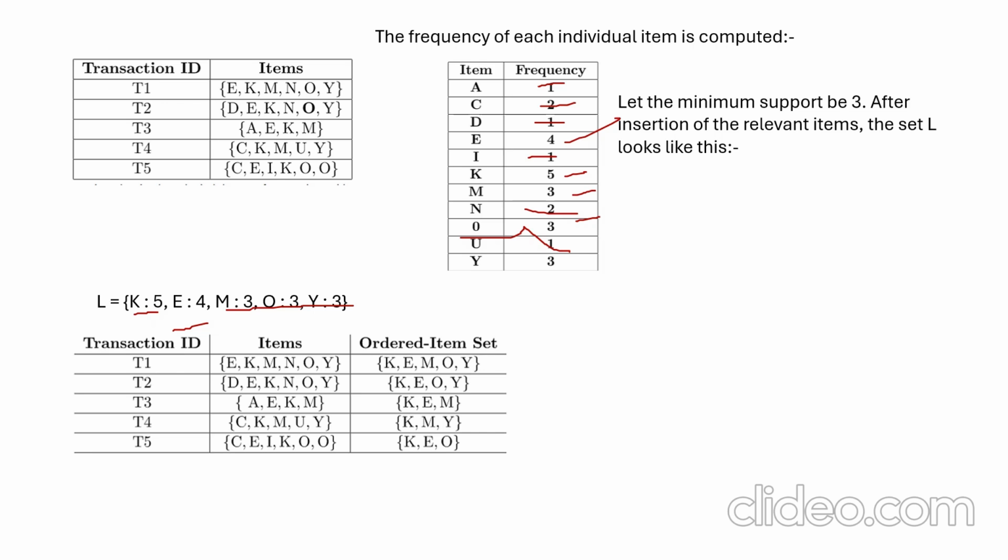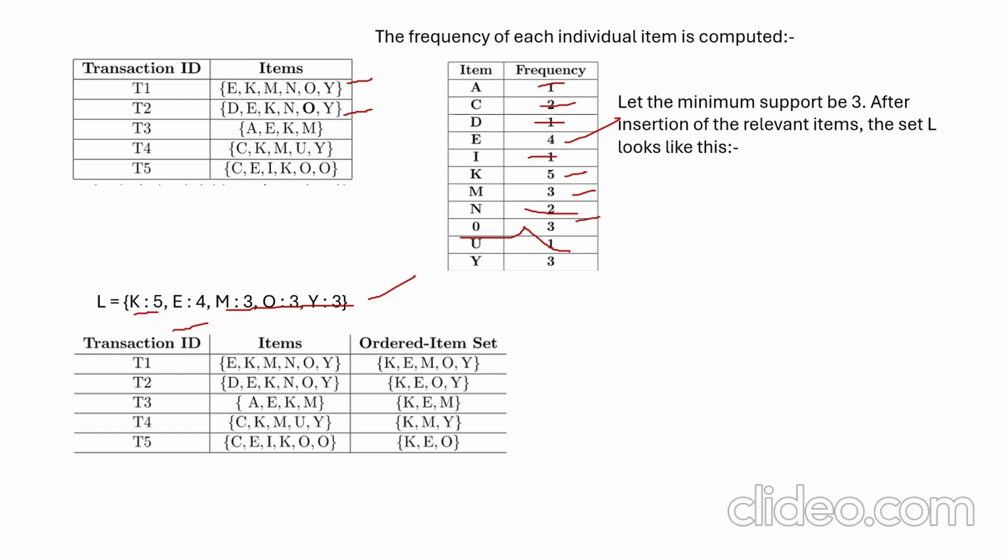So now our list of items is set up here: K is equal to 5, E is equal to 4, M is equal to 3, O is equal to 3 and Y is equal to 3. Now we have to eliminate, in our transactions, the items which do not meet the minimum support count.